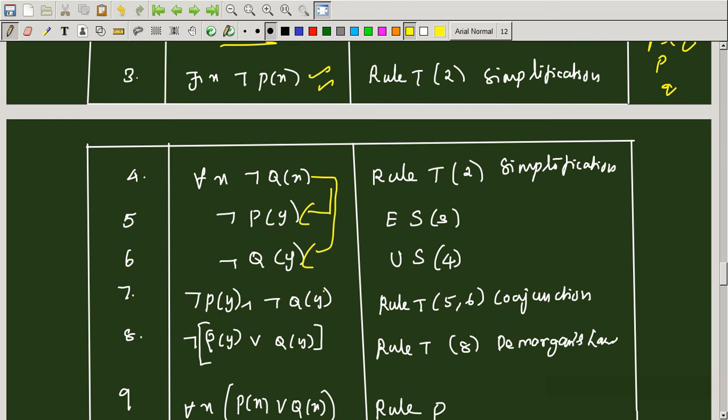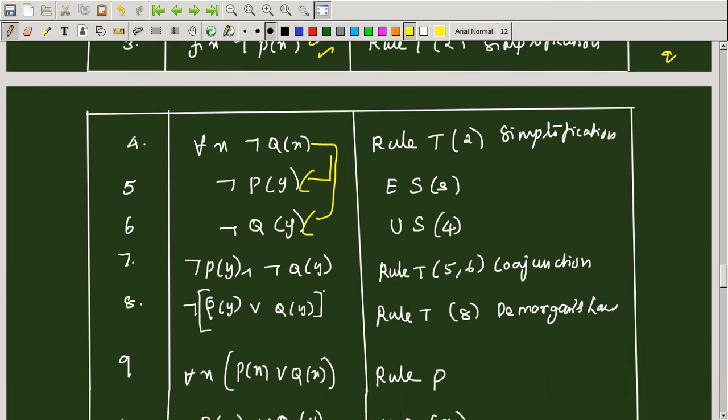So indirect method means we have to introduce a new premise. That new premise must be the negation of the conclusion. Finally, we need to say false. So finally, what we need to say? False. Yes. So next, what I am going to do here, I am going to do conjunction. What is conjunction? If P comma Q is there, we can write P and Q. That is called conjunction. The same thing we are doing for 5 and 6 here.